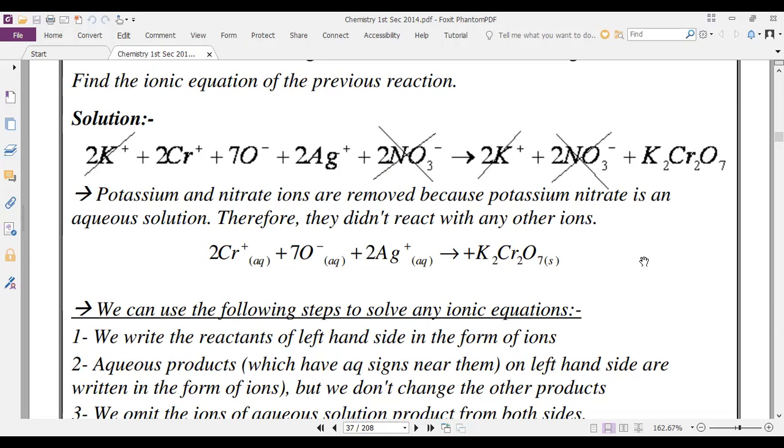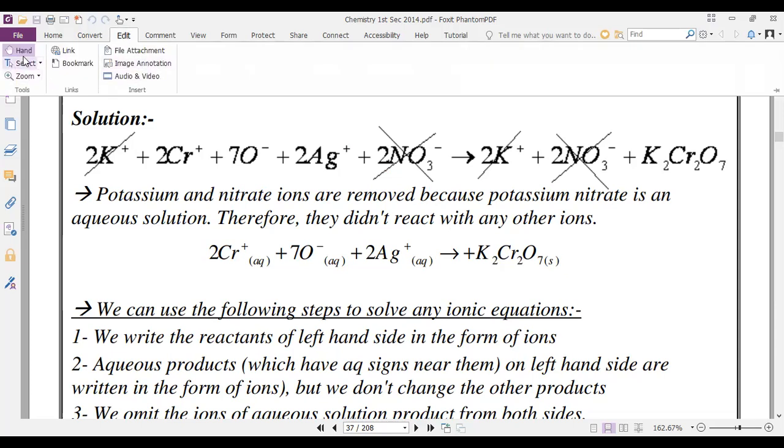Okay, Mariam. So finally, 2Cr positive plus 7O plus 2Ag equal Ag2Cr2O7. Okay, this must be it.